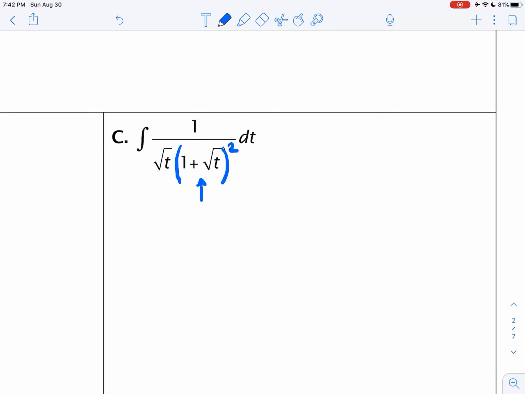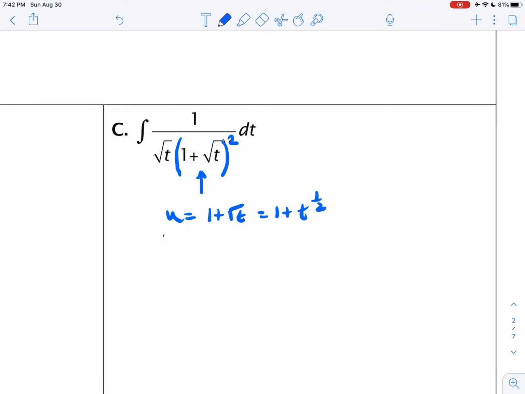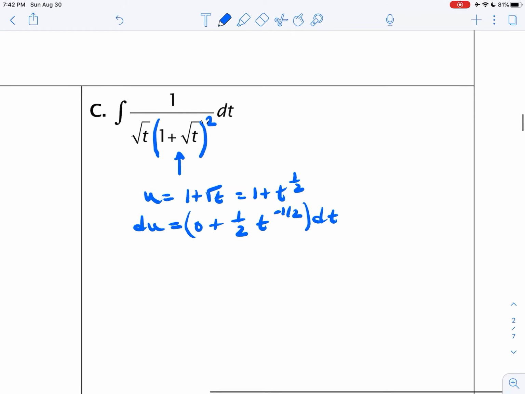So I'm going to go inside, and I'm going to say let u here equal 1 plus the square root of t, which does equal 1 plus t to the 1/2. And I'm going to say then du is going to equal 0 plus 1/2 t to the minus 1/2 dt. And if I simplify there, I do end up with 1/2 times 1 over root t dt, using my exponent rules for the t to the minus 1/2.